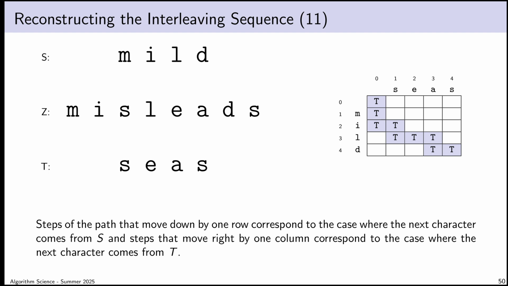Now, as we also observed, if I look at the path from left to right, a step that moves downwards corresponds to a case where I take the next character from S. So if I look at this path all the way from the upper left corner, the first couple of steps are downward, so I take the first 2 characters from S, then I move right, which is the first character from T, then I move downwards, which is the next character from S, then I move to the right 2 steps, so that's pulling in 2 characters from T, and so on.